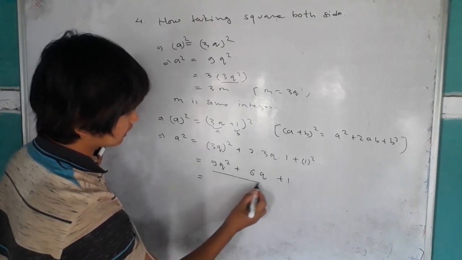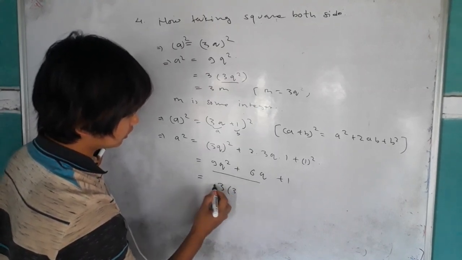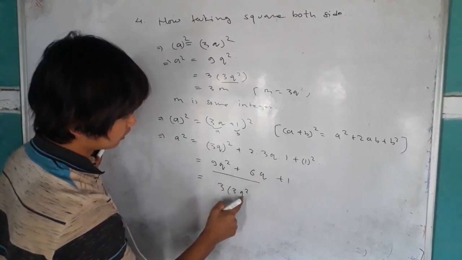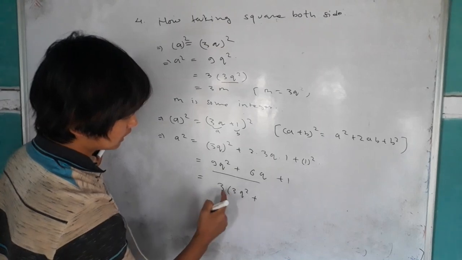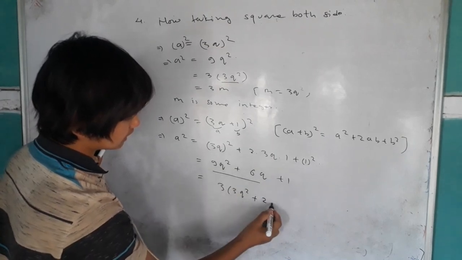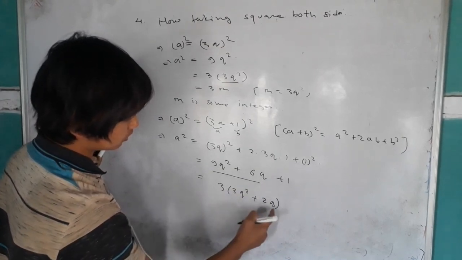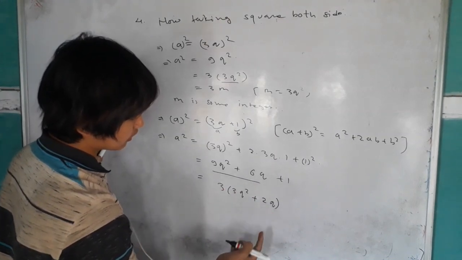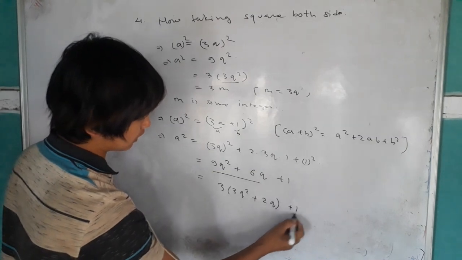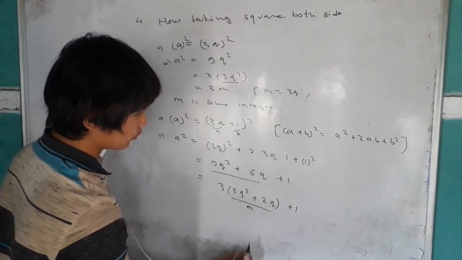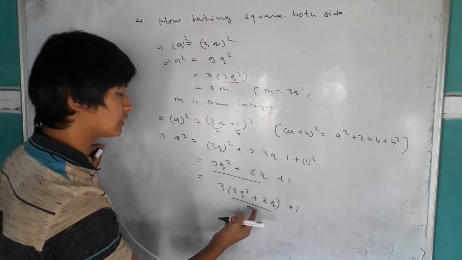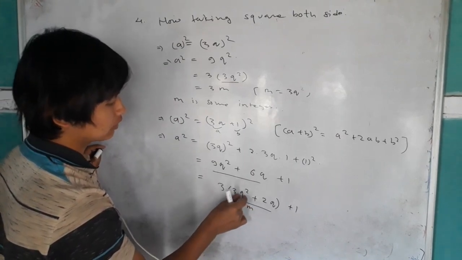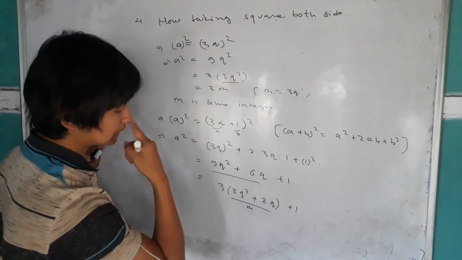So we can take 3 as a common: 3 into 3 is 9q square, plus 3 into 2 is 6q, so it becomes 3(3q square plus 2q) plus 1, which is 6q plus 1. I will call this m. We can assume this is m because q is an integer, and the sum of any integer, the square of any integer, will be an integer.